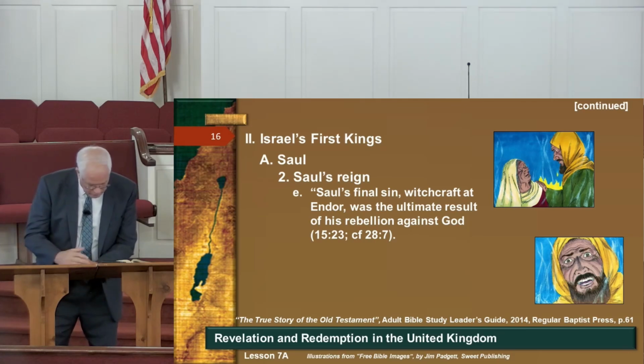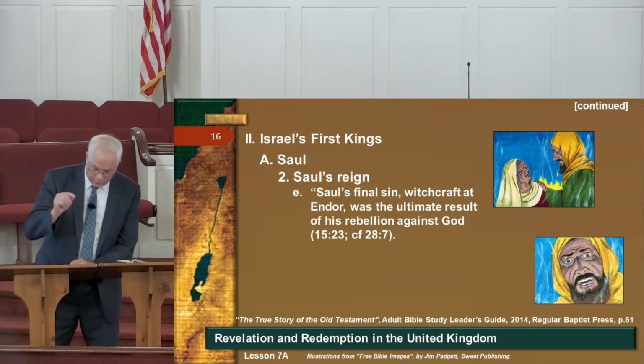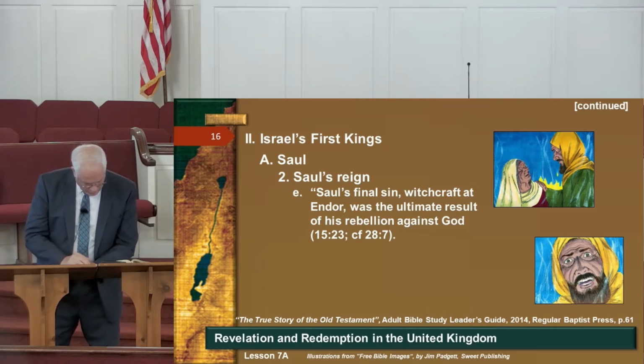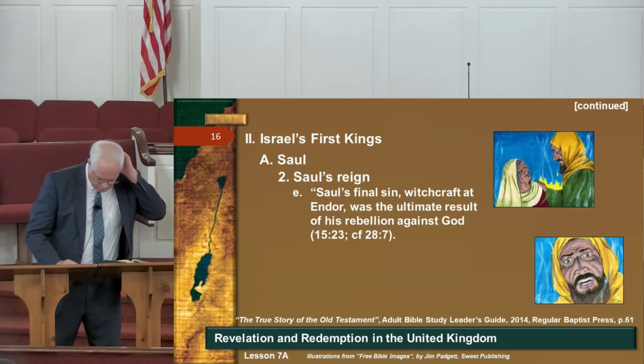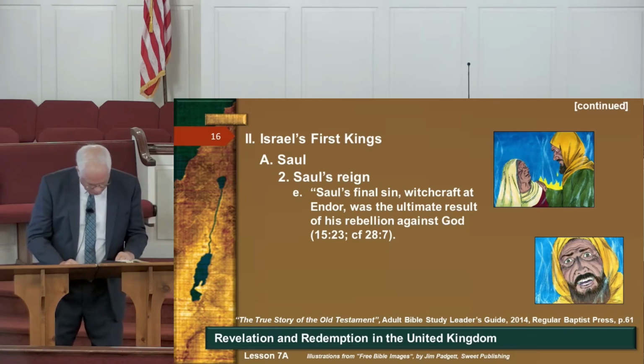And they came to the woman by night, and he said, I pray thee, divine unto me by the familiar spirit, and bring me him up, whom I shall name unto thee. He's purposely going to go ask for Samuel, of course. And the woman said unto him, Behold, thou knowest what Saul hath done, how he cut off those that have familiar spirits and the wizards out of the land. Wherefore layest thou a snare for my life, to cause me to die?